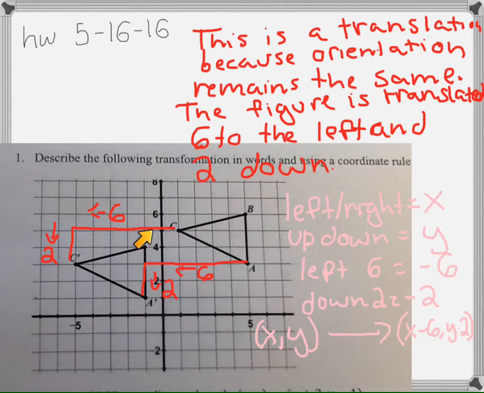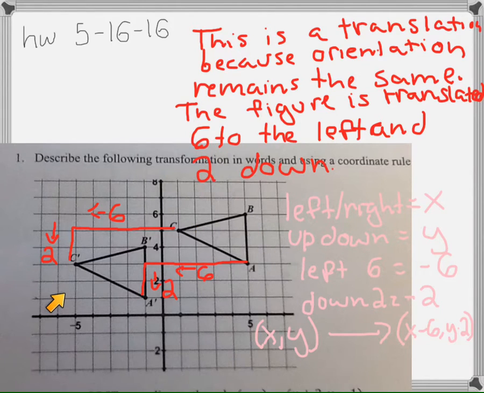And here, if you look at points, you can see from the original point C to get to C prime, you move to the left 6 and down 2. The same happens from A to A prime. So the image moves to the left 6 and down 2.